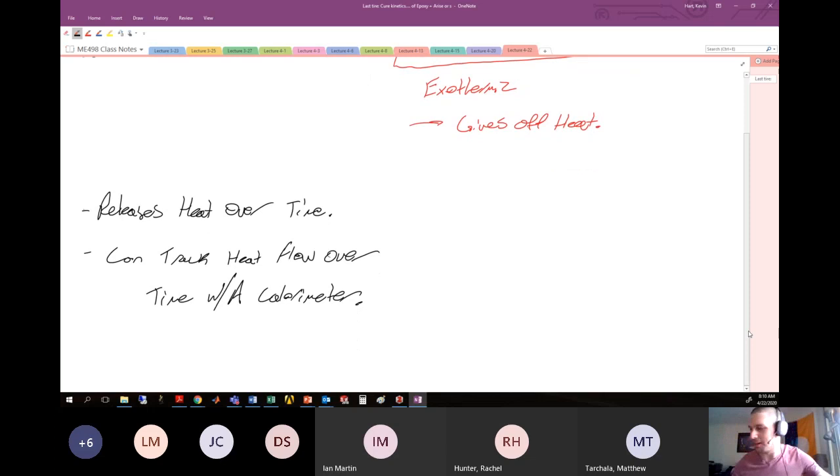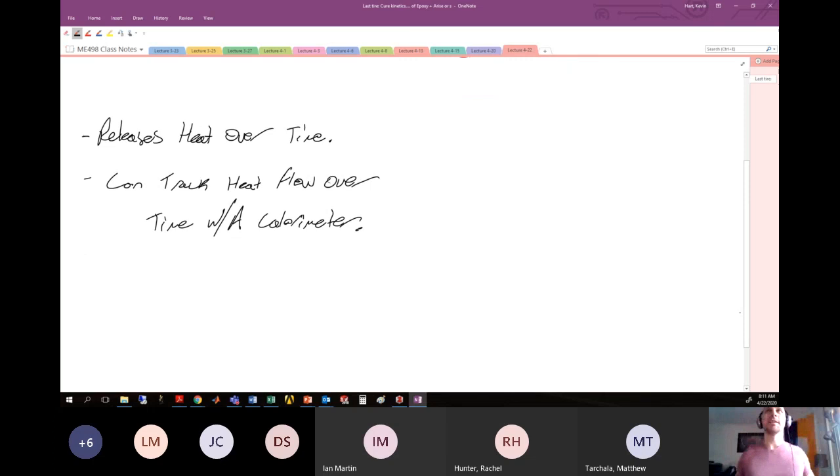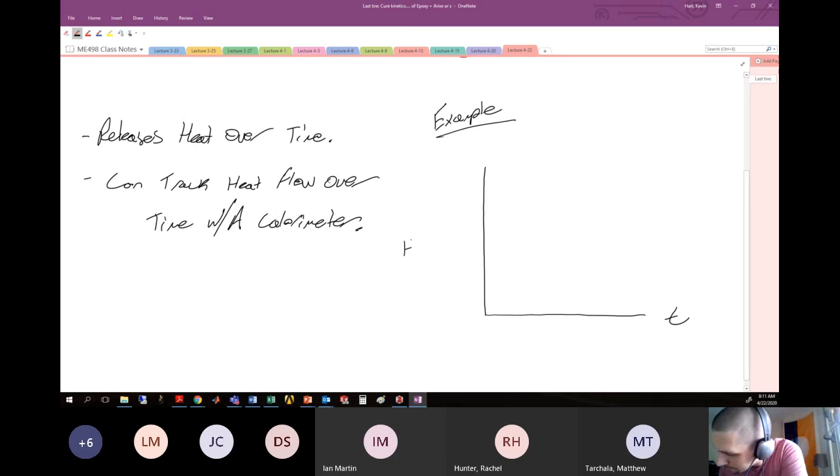All right. Now, what might the heat flow over time look like for a reaction that we're going to do? Well, it might look something like this. So here might be an example. On the x-axis here, we're going to have time. On the y-axis, we're going to have heat flow in units of watts, which remember is joules per second. All right, so same difference.